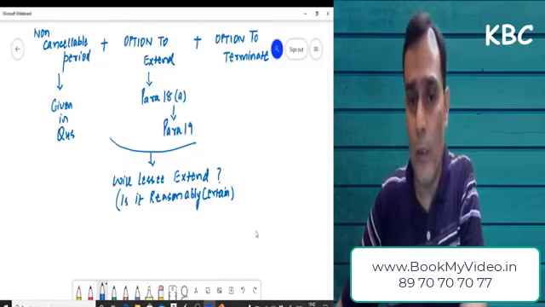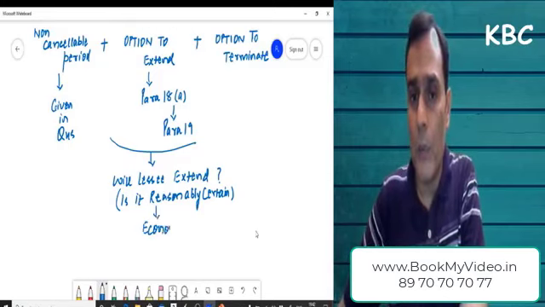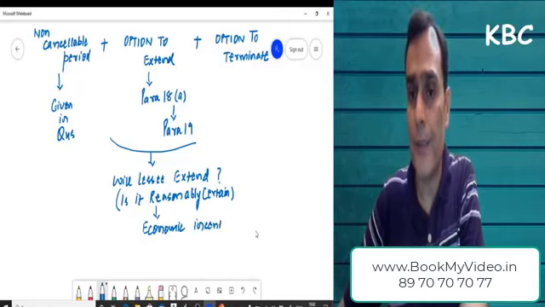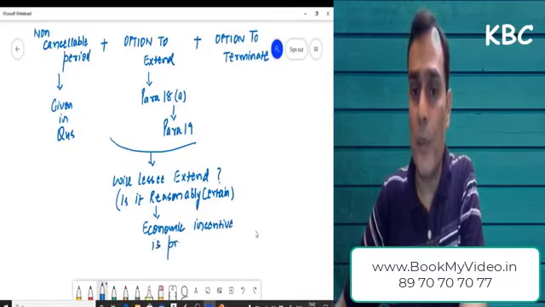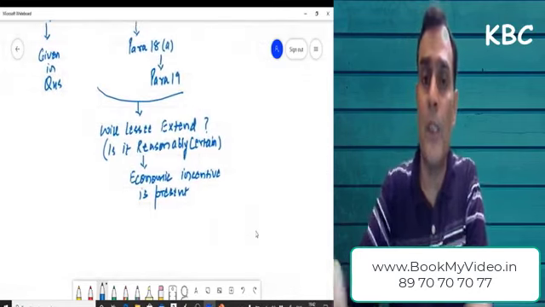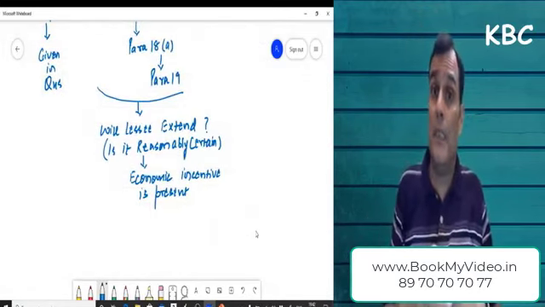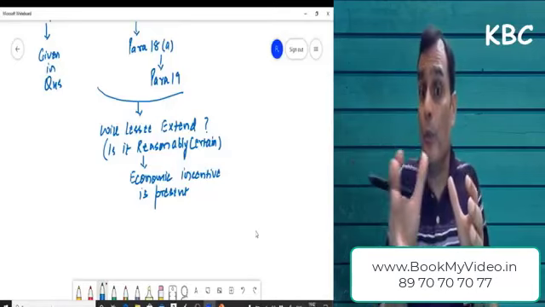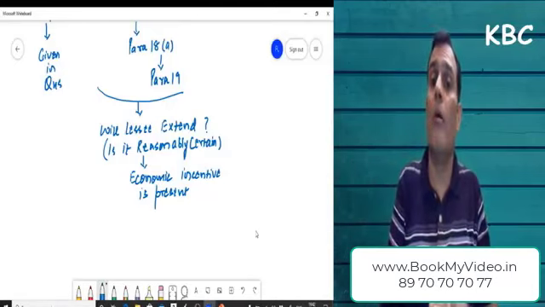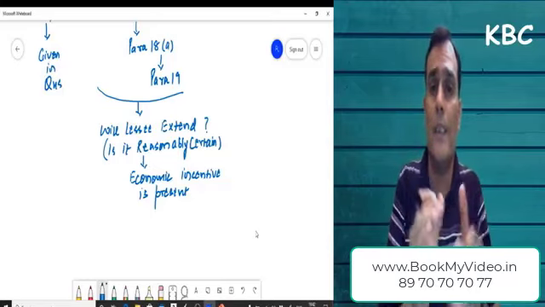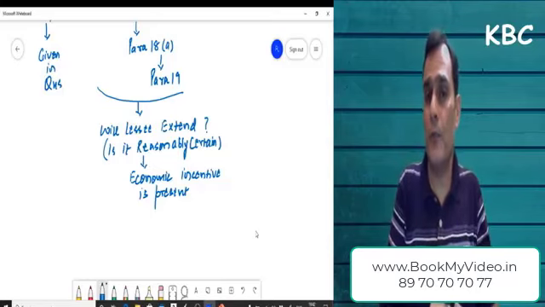So I would say it all depends upon whether an economic incentive to the lessee is present or not. When you're looking at the period that you can renew, you can extend, should I include that extended period? It all depends upon whether the lessee has got an economic incentive to extend.